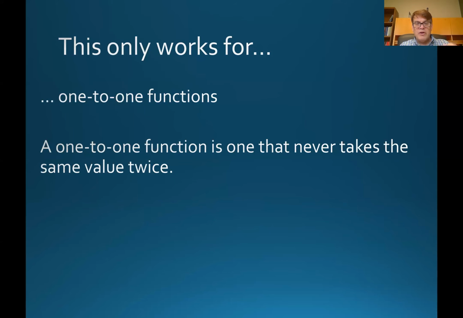A one-to-one function is a function that never has the same value twice. So f of x1 will never equal f of x2 if those are two different numbers. I mean, if x1 equals x2, then of course it's going to be equal, but if x1 and x2 are different numbers, when you put x1 into the function, you're never going to get the same value as when you put x2 into it.